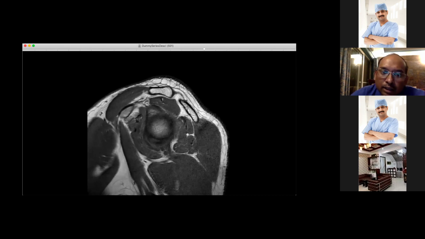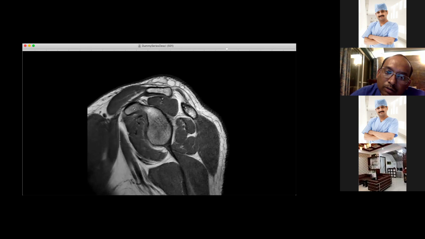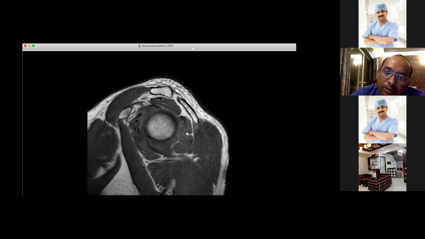Then another important thing which we see is just inferior to this is the coracoid process, and just inferior to the coracoid process is the subcoracoid fat triangle, which we call, though it is not exactly a triangle, but it is a space of the fat which we see below the coracoid.